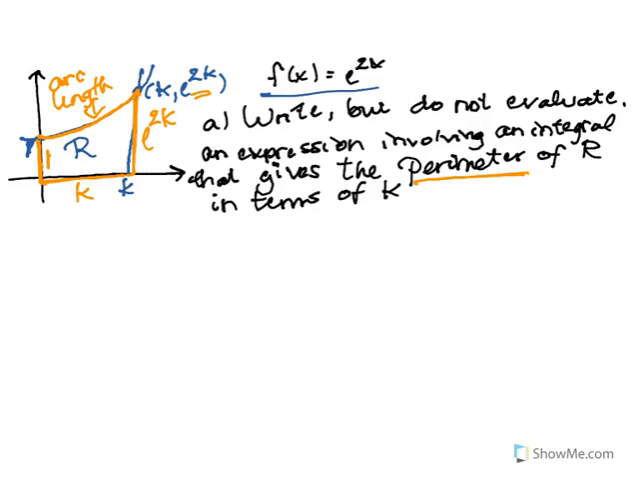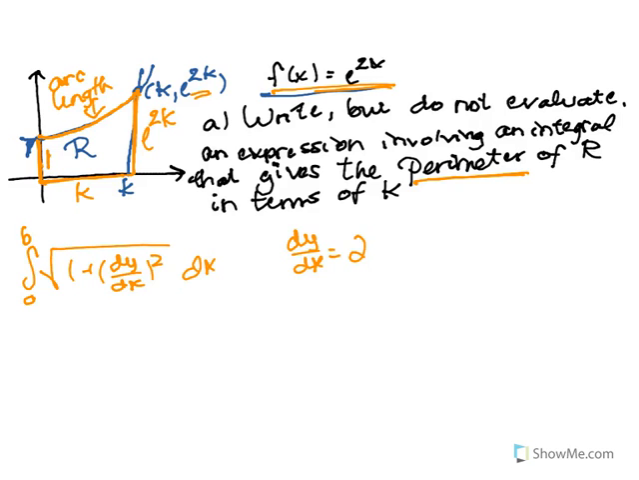And so the last piece that we need is the arc length. So we're going to use that formula. Integral a to b square root 1 plus dy dx squared dx. In order to do that, I need my derivative. dy dx is going to be the derivative of e to the 2x, which of course would just be 2 times e to the 2x.